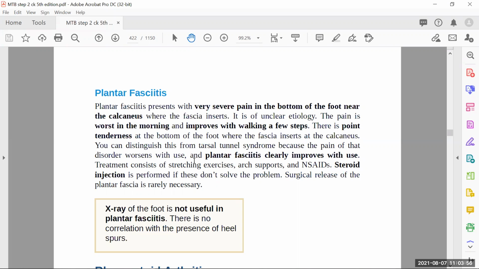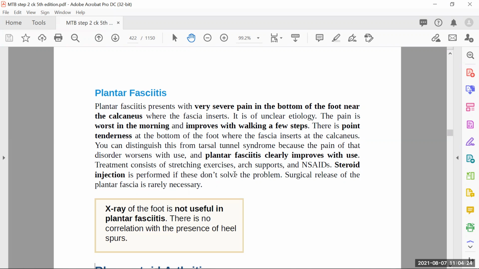But of course, if there is tarsal tunnel syndrome, then what will happen? There the nerves are actually trapped and compressed. Those patients, when they move, have more and more pain while walking. So you can differentiate between tarsal tunnel and plantar fasciitis. Now they're saying plantar fasciitis clearly improves with use. Only the first step is very painful; as soon as the patient starts walking, he will feel better.